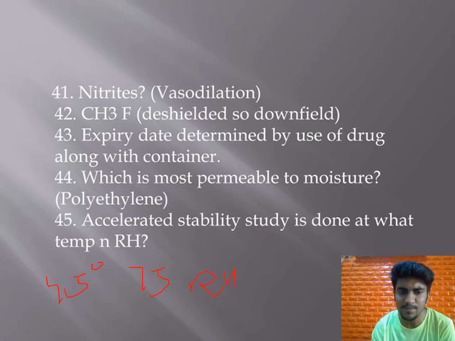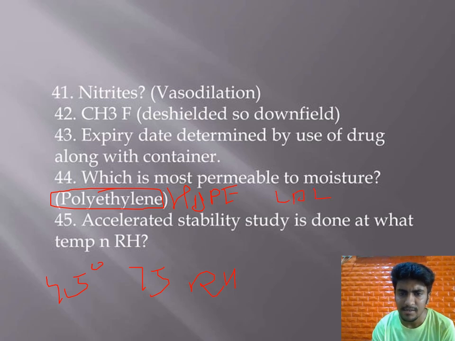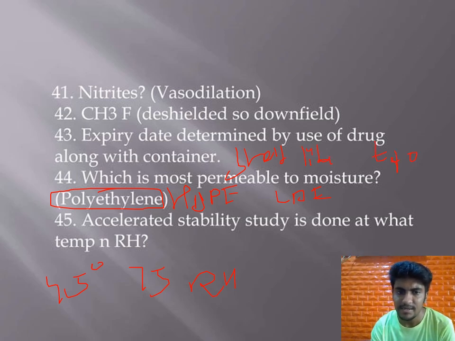Which of the following is most permeable to moisture? So your polyethylene, HDPE, high density polyethylene, and LDPE, low density polyethylene. Then expiry date is determined along with the container. So the answer was shelf life. The shelf life is indirectly the expiry date, which is denoted by T90, right?